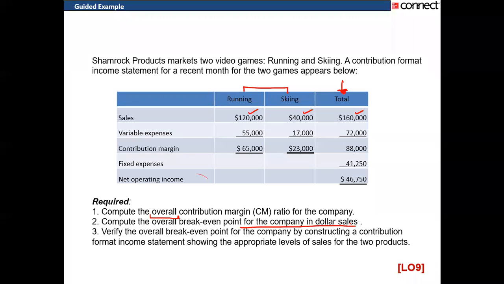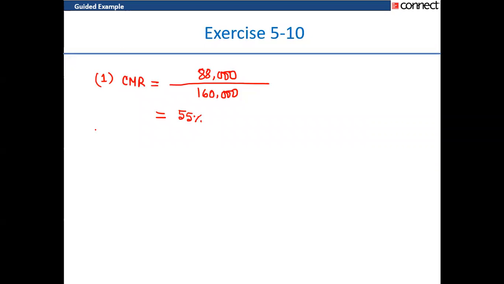Now, the second requirement: compute the overall break-even point for the company in dollar sales. If you recall the formula we used in the previous problem for getting the break-even dollar sales, we need to find out the overall break-even sales in dollars.